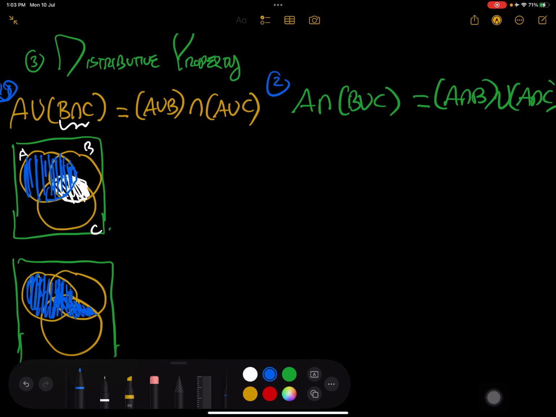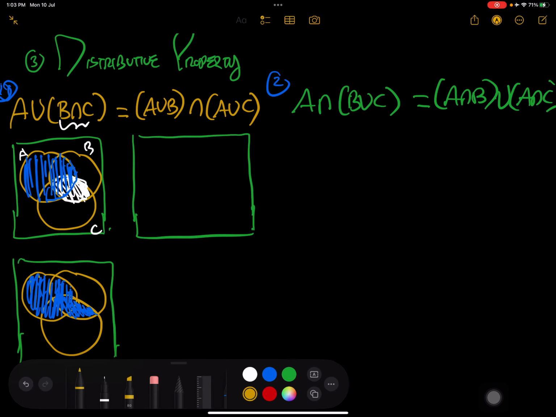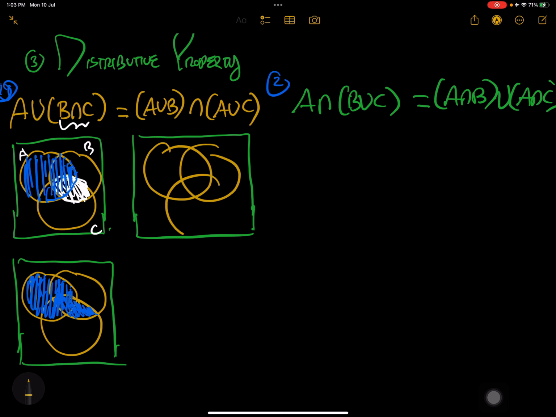Now let's draw the second part here. The second part is here. We're going to still have our three yellow rings.